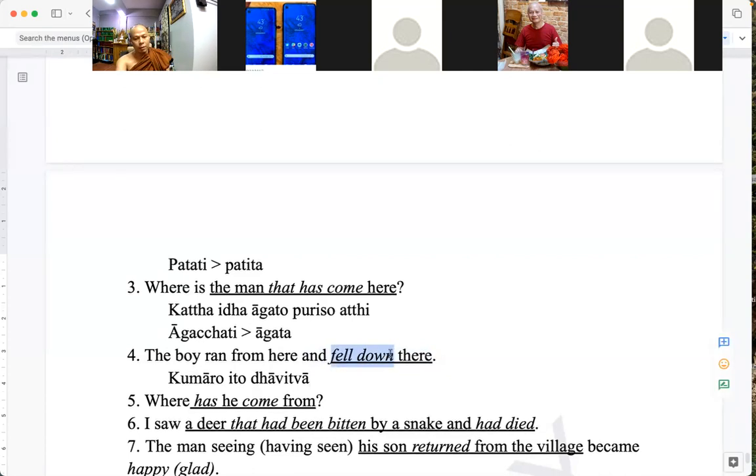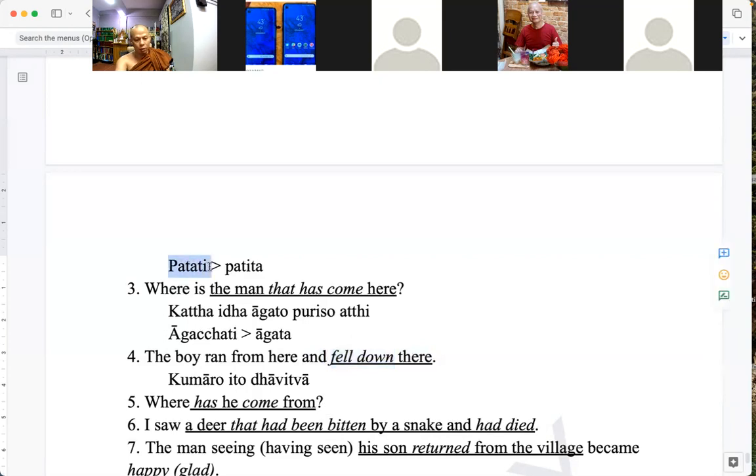And then fell down there. Fell down is actually patati, fall down. So patita. Now the function of that past participle is the predicate or verb function of the subject, the boy. That is why it should be the same as the subject kumaro. So that is why patito. Okay. And here the adverb, there, tatra or tattha, is also related to that fell down. So in English it comes after the verb, but in Pali before the verb. So tatra patito. So kumaro ito dhavitva tatra patito.